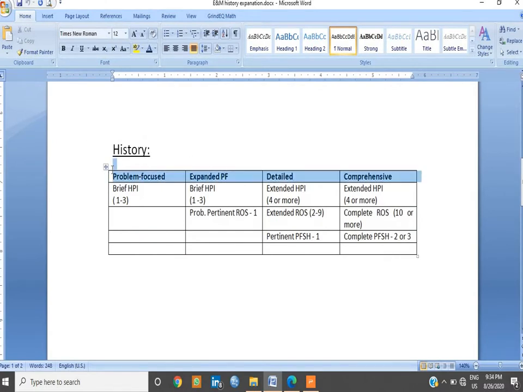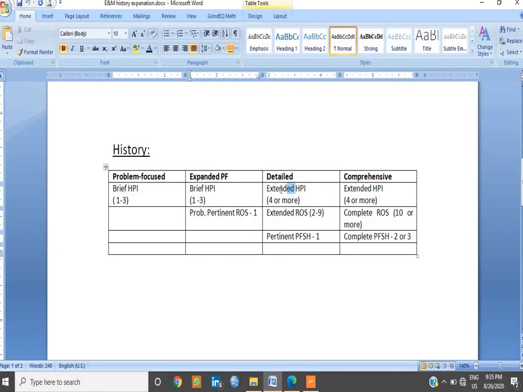For history we have here problem focused, expanded problem focused, detailed, comprehensive. In problem focused, if we have only 1 to 3 brief history of present illness, then we can confirm it is problem focused. And if it has 1 to 3 brief HPI and a problem pertinent review of system, at least one review of system, it is known as expanded problem focused.